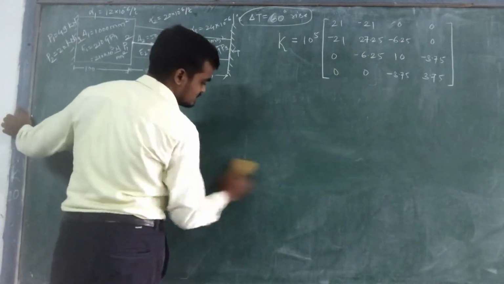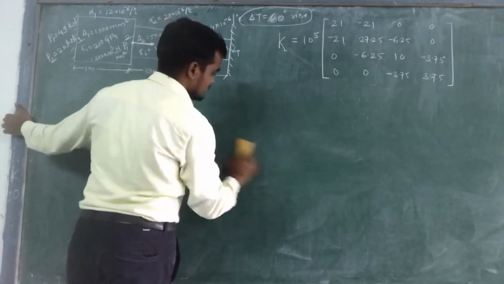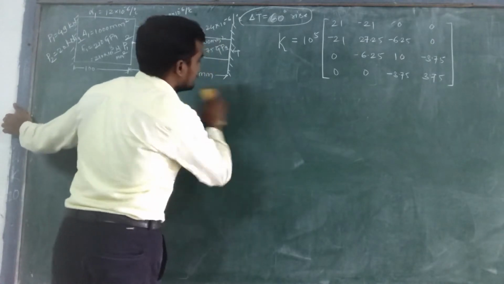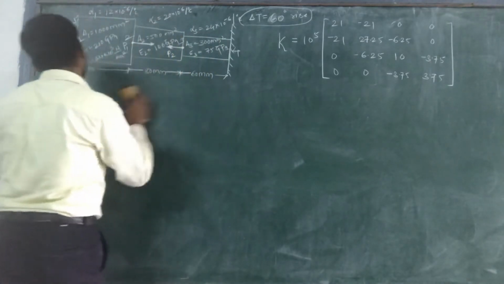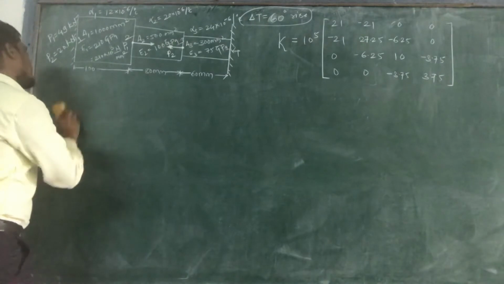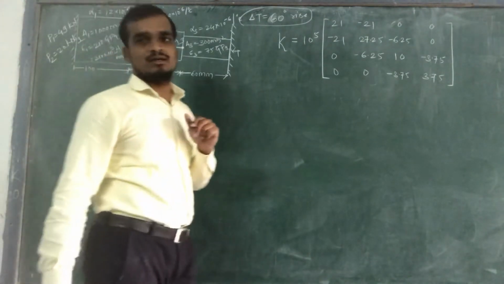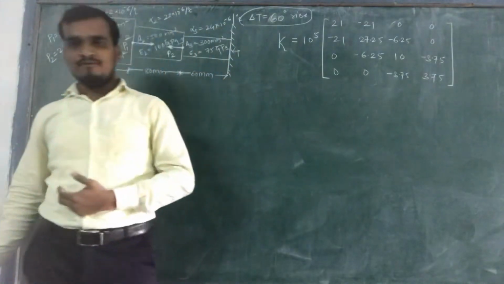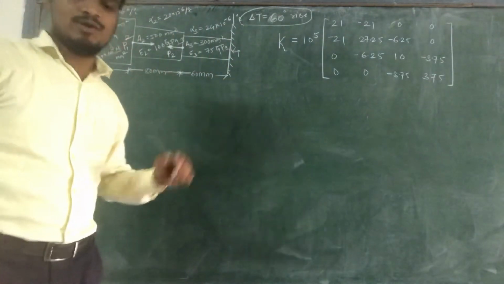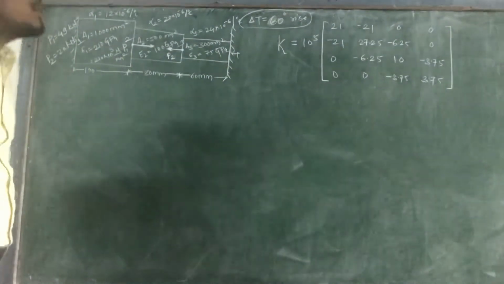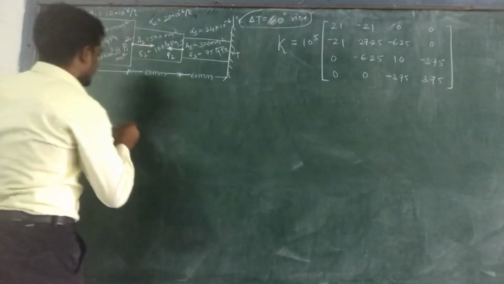Okay, now next step is what? As the temperature rise of 60 degrees Celsius is given, it means we need to find out the global force vector due to this temperature effect as well as due to the point load. So first we need to find out the nodal force vector.